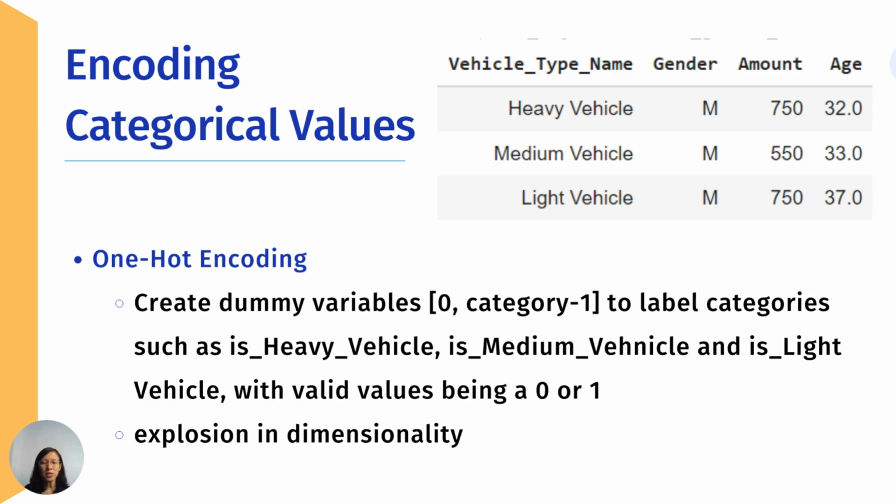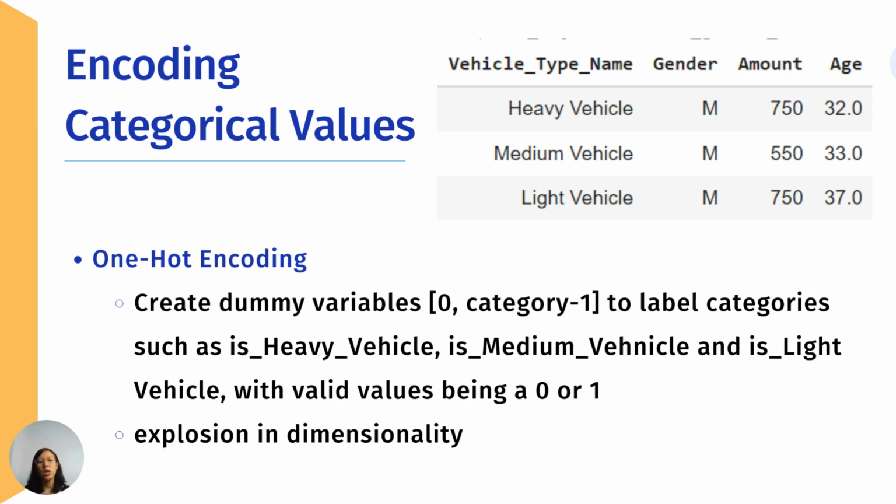Okay, so in this data set, we can see that vehicle type name and gender are categorical values. In the vehicle type name, there are three categories: heavy vehicle, medium vehicle, and light vehicle. And under gender, we have male and female, right? So we have to encode these categorical data into new numbers. One way is we can use factorization, where heavy vehicle is replaced with 0, medium vehicle is replaced with 1, and light vehicle is 2.